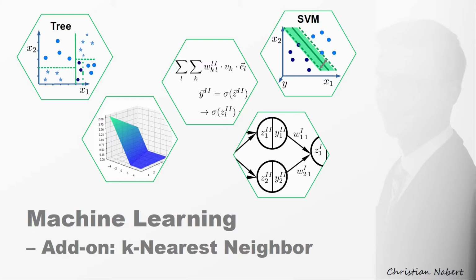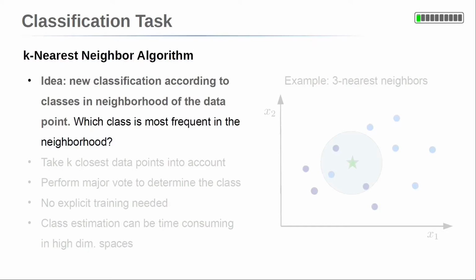This section is about the k-nearest neighbor algorithm. One of the simplest models for classification is the k-nearest neighbor algorithm. The idea is to classify new data by looking into the neighborhood of this data point. Which class is the most frequent class in the neighborhood?